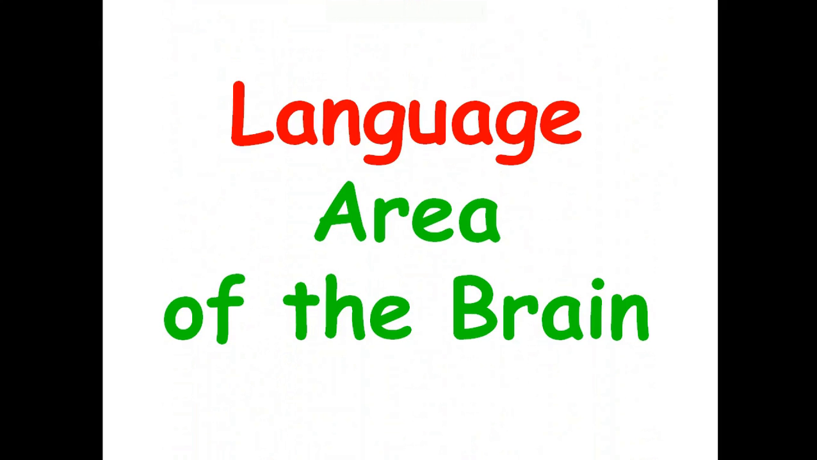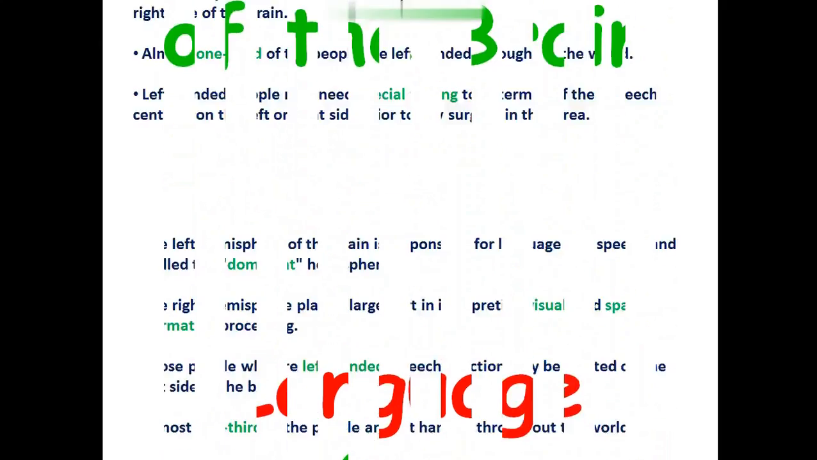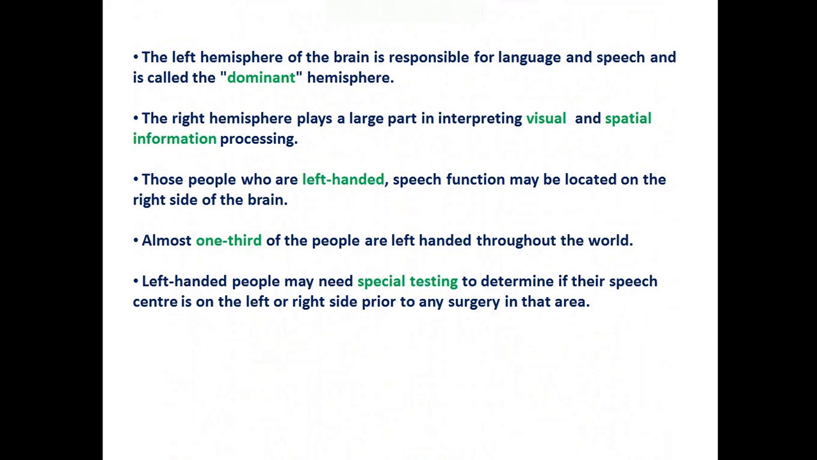Well, now let us throw some light on the language area of the brain. The left hemisphere of the brain is responsible for language and speech, and is called the dominant hemisphere. Next, the right hemisphere plays a large part in interpreting visual and spatial information processing. Next, for people who are left-handed, speech function may be located on the right side of the brain.